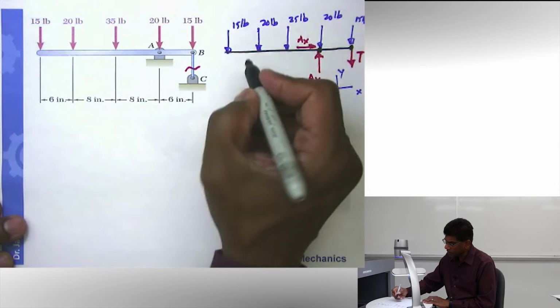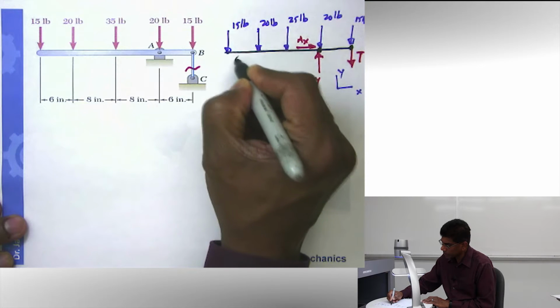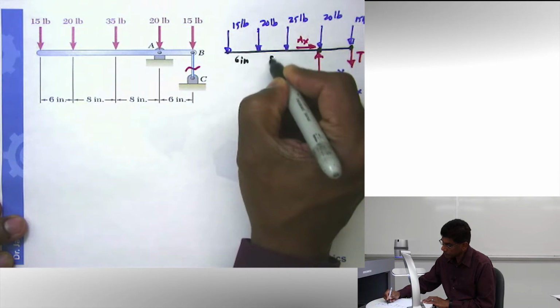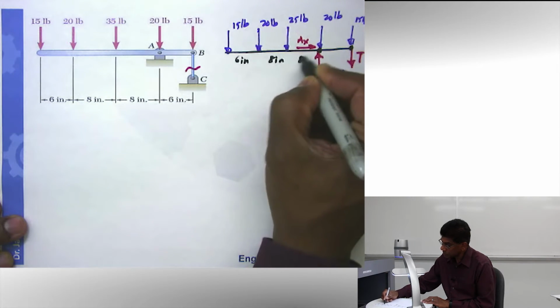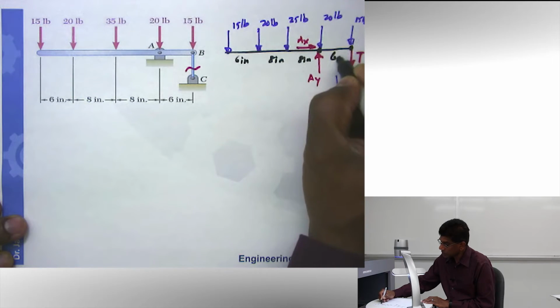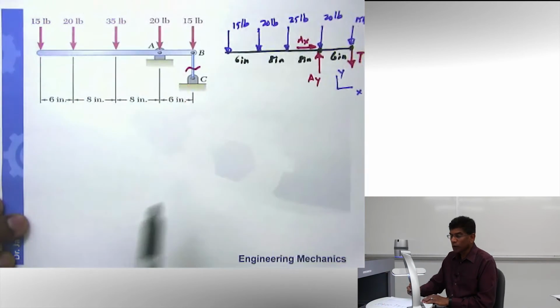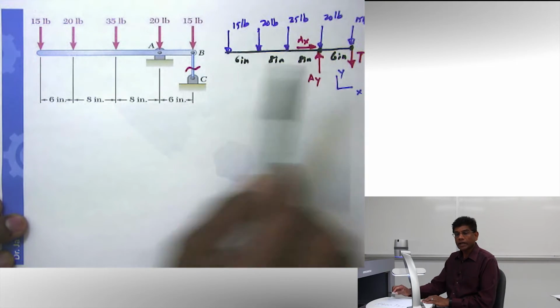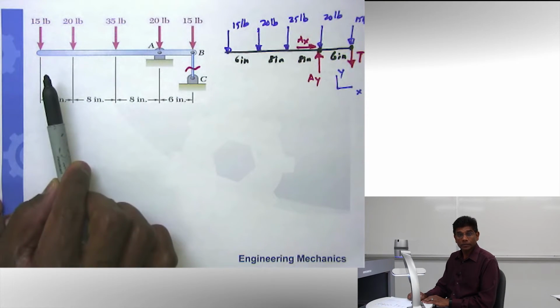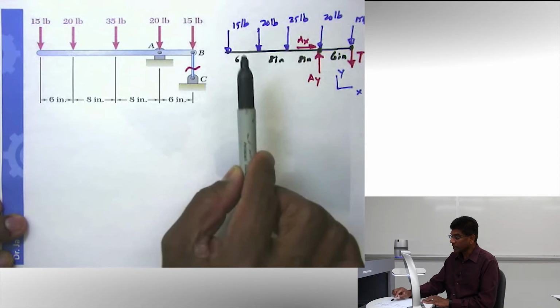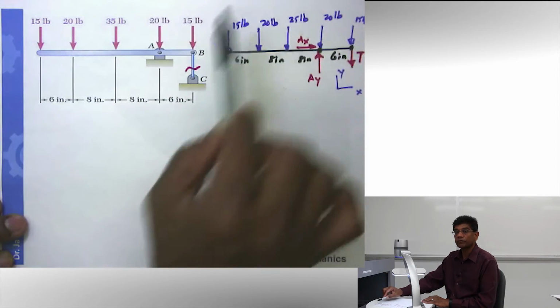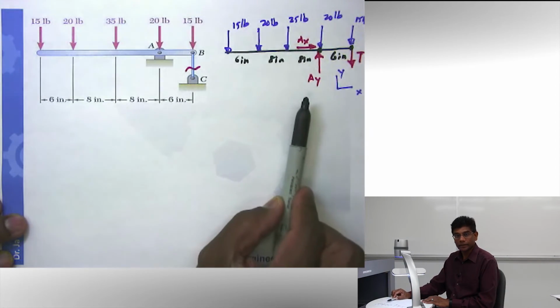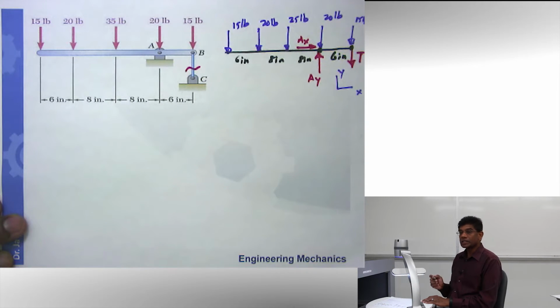Strictly speaking, I should show these dimensions here. So I'm going to just put that in here. 6 inches, 8 inches, 8 inches, 6 inches. Now, this is a complete free body diagram, everybody. Understand that. Once I have the free body diagram, I never have to look back at anything else. A free body diagram must be self-contained, and I believe I have all the information necessary right here. All right? So now the next step is developing the equation.